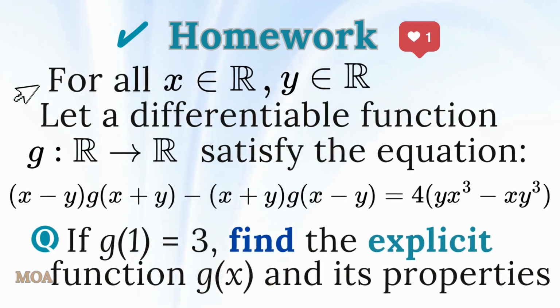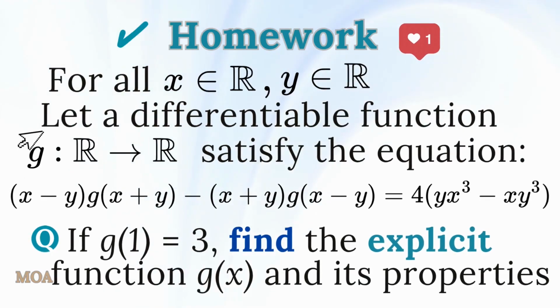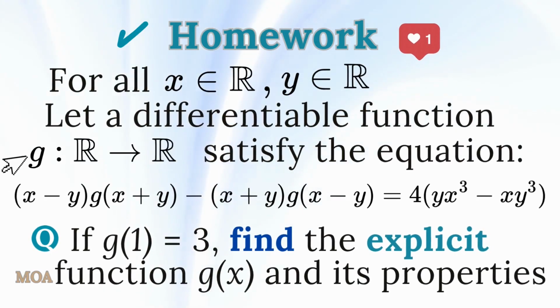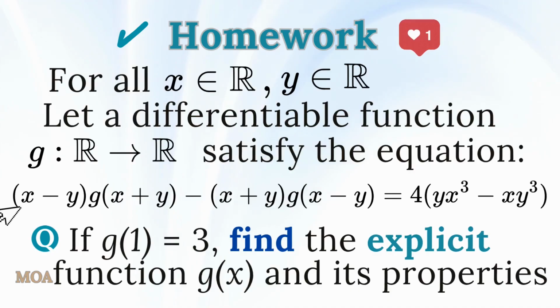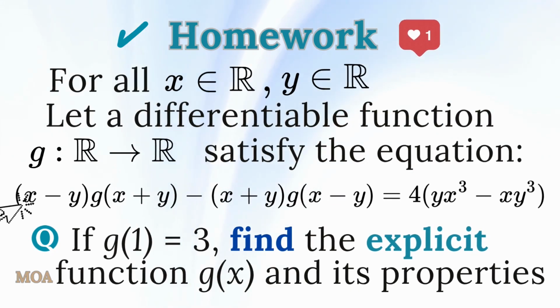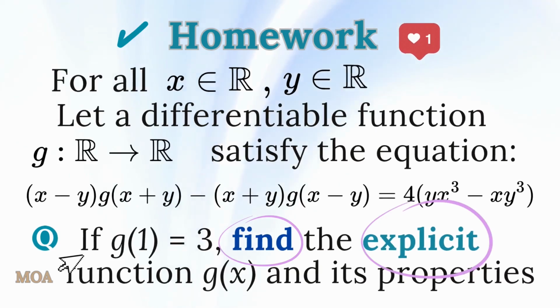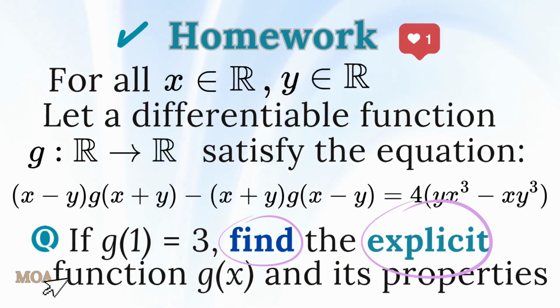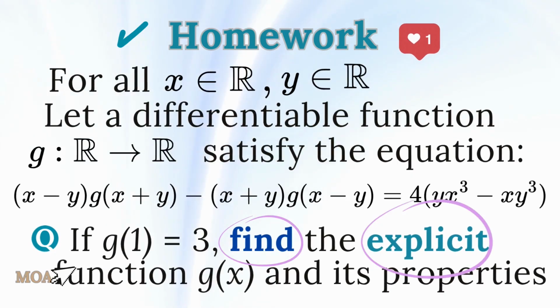For all real numbers x and y, let a differentiable function g from R to R satisfy the equation (x minus y) times g(x plus y) minus (x plus y) times g(x minus y) equals 4 times the quantity y times x cubed minus x times y cubed. If g(1) equals 3, find the explicit function g(x) and evaluate its properties.